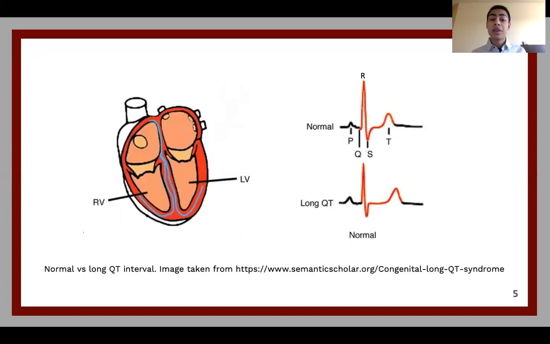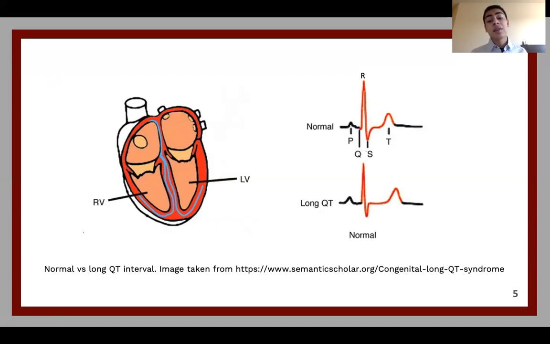So to put long QT syndrome into perspective, this diagram on the right side is showing an electrocardiogram, or an ECG, which displays the electrical activity of the heart. Each one of these waves represents a specific event in the muscle contractions in the heart that are producing heartbeats. This is the P wave, then the Q wave, and then the peak is the R wave, and the S wave, and the T wave. The distance between the Q wave and the T wave is going to be the QT interval.